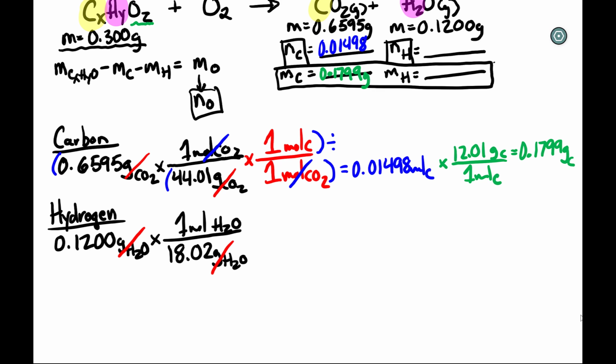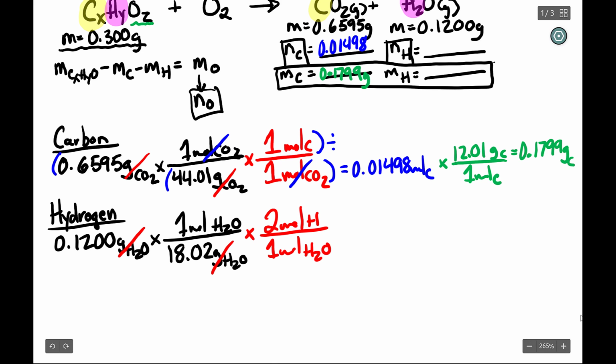I now need the moles of hydrogen, so I need to multiply that by the molar ratio. Well, there's 2 hydrogens in water, so 2 moles of hydrogen for every 1 mole of water. The moles of water cancel out like this. I take everything on top, I hit divide, I take everything on the bottom, I hit equals, and I punch it in my calculator. This gives me a value of 0.01332 moles of hydrogen.